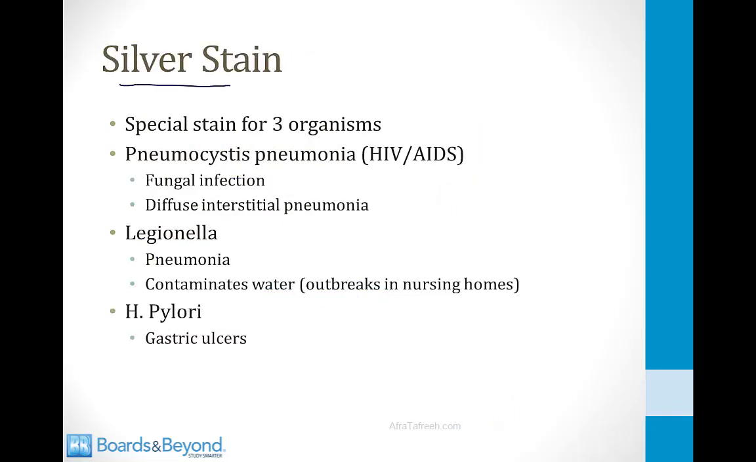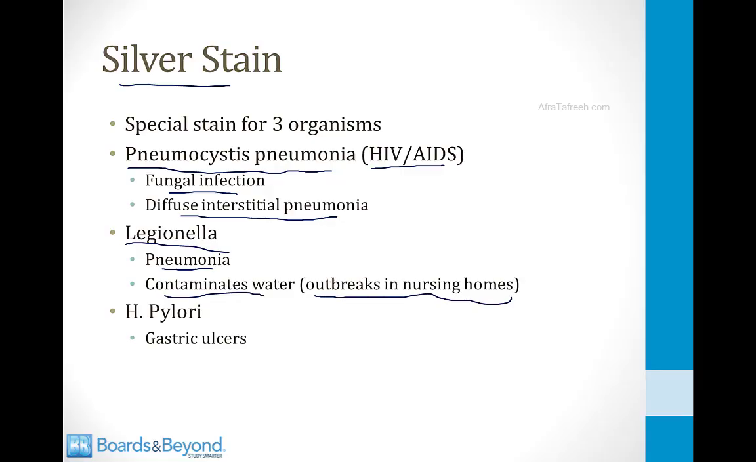Silver stains are very rarely used stains because they only have a couple of special circumstances where they're helpful. The first one is in Pneumocystis pneumonia, which patients get when they have severe or end-stage HIV and AIDS. It's a fungal infection that causes diffuse interstitial pneumonia, and it's very hard to see this fungus unless you use a special silver stain. Legionella can also be stained with silver stains. It causes interstitial pneumonia, it contaminates water, and it classically causes outbreaks in nursing homes. It's very hard to visualize Legionella, and so these special silver stains are used.